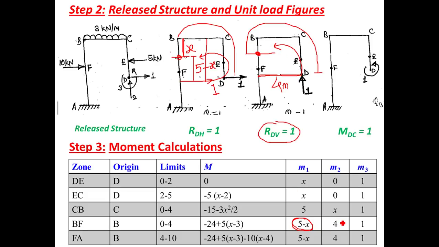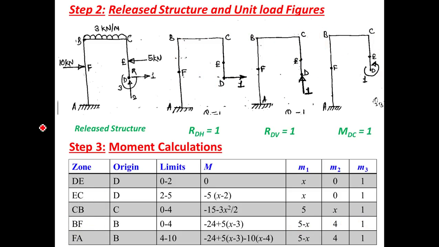So if you check the M2 column, fourth element, it is plus 4. Now fourth figure, MDC equal to 1. Again there is no change. We are taking a section here, observing the right portion, and again the same anti-clockwise moment on the right portion, it is 1. So M3 column, fourth element, it is 1. Now the last zone is remaining, that is the F2A zone.